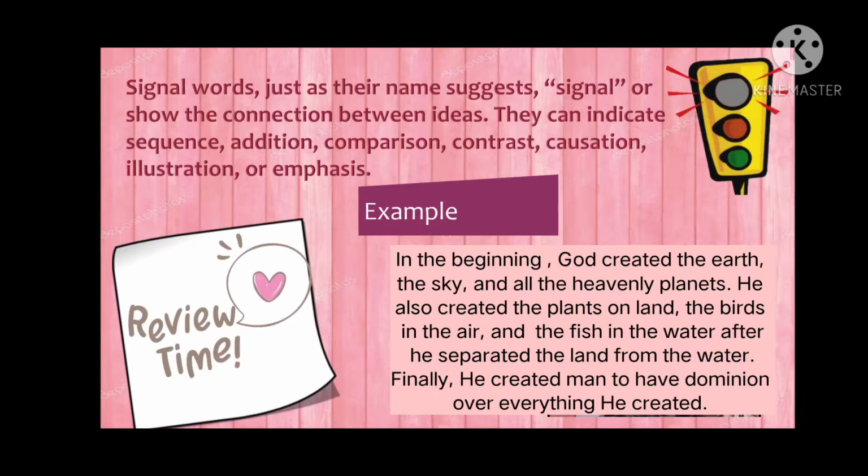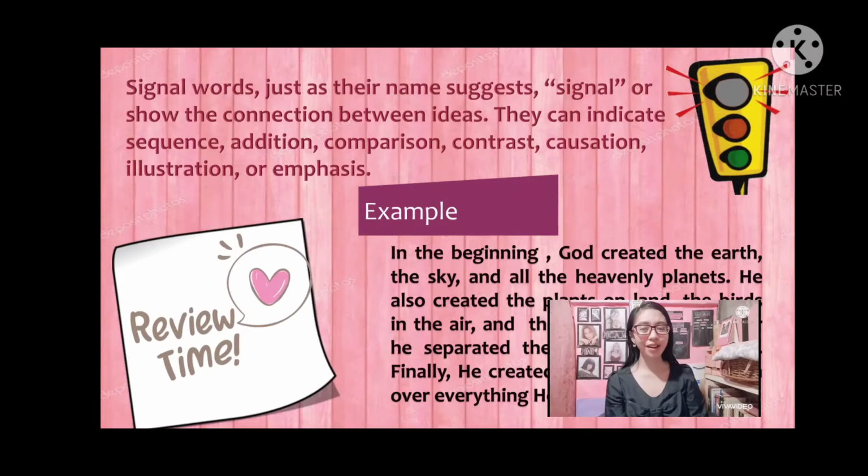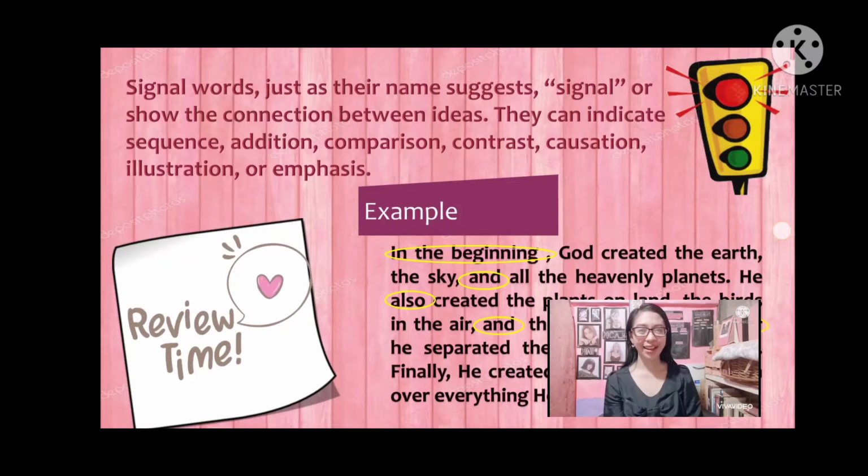In the beginning, God created the earth, the sky, and all the heavenly planets. He also created the plants on land, the birds in the air, and the fish in the water after he separated the land from the water. Finally, he created man to have dominion over everything he created. Now, I want you to identify the signal words used in the paragraph. Very good. In the paragraph, the signal words used are in the beginning and also, after, and finally.